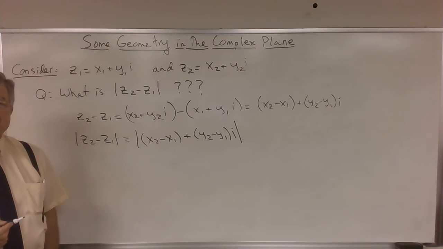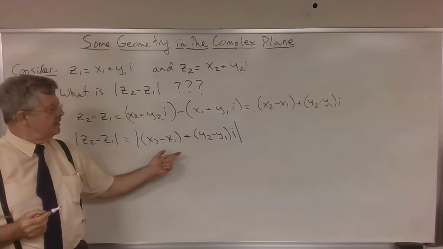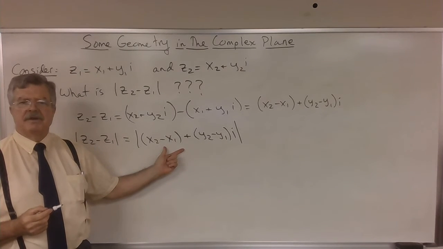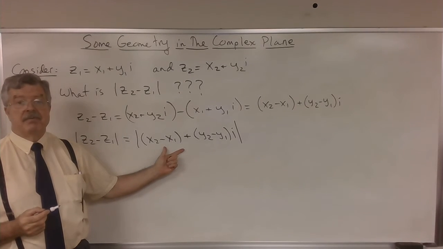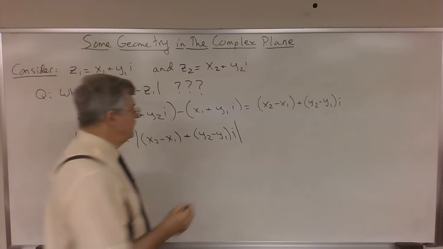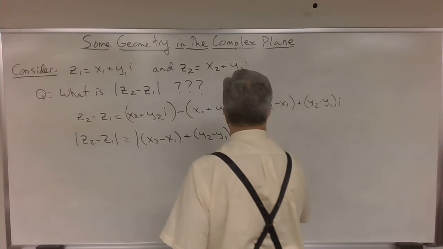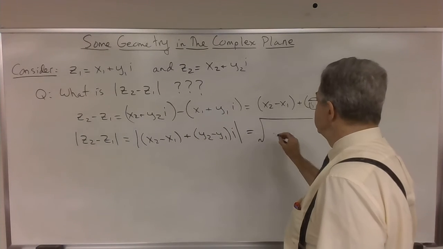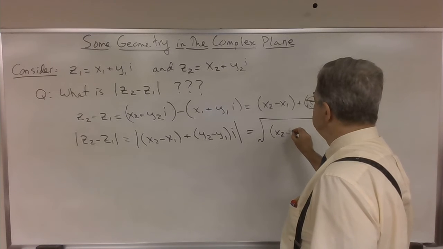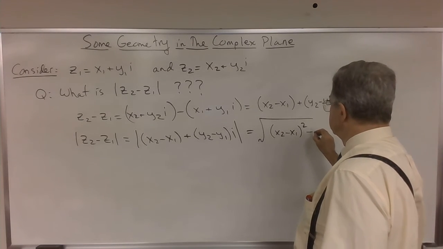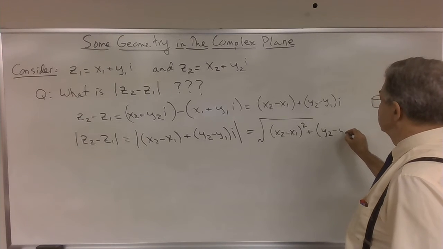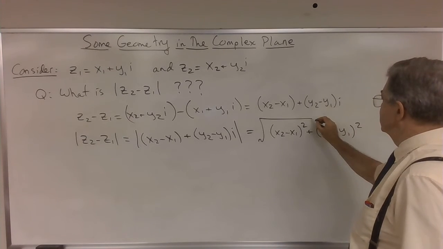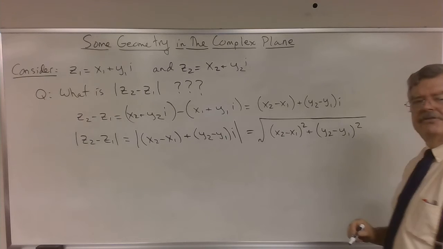And remember how we get the modulus again? We just square the real part and square the imaginary part and take the square root. So it's going to be real part squared plus imaginary part squared, and then we do the square root.